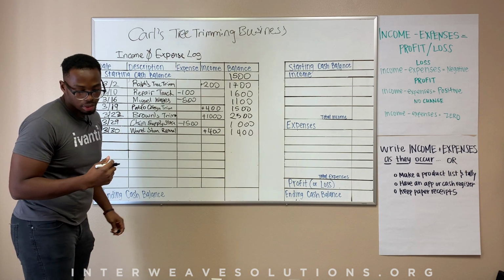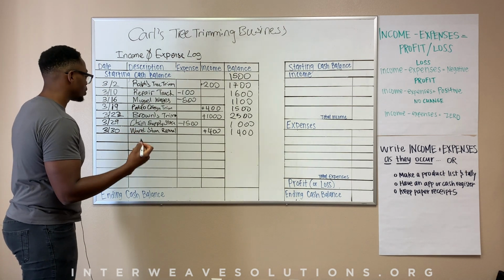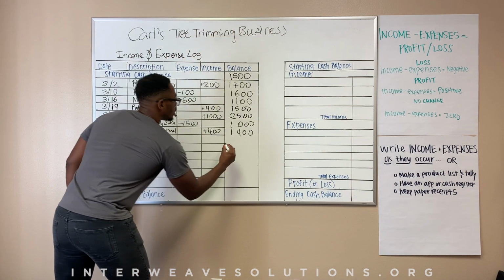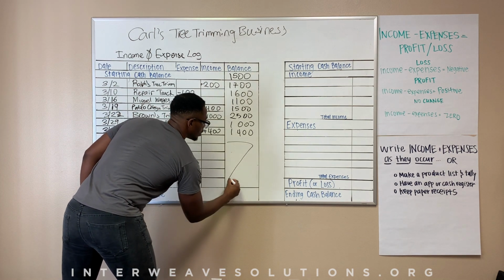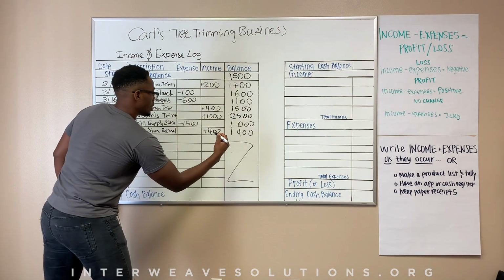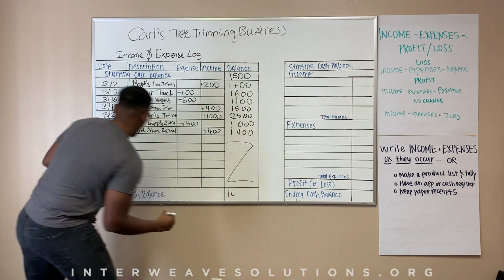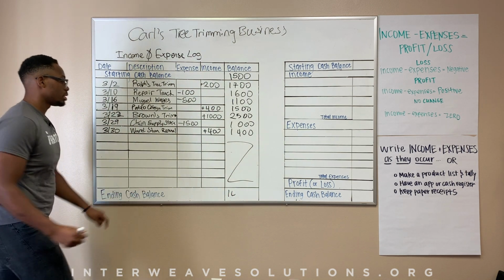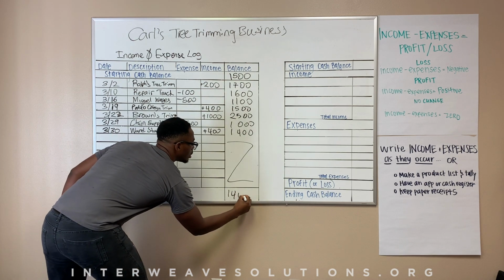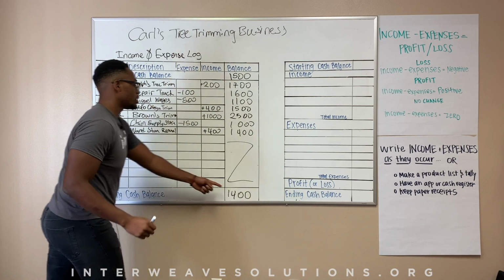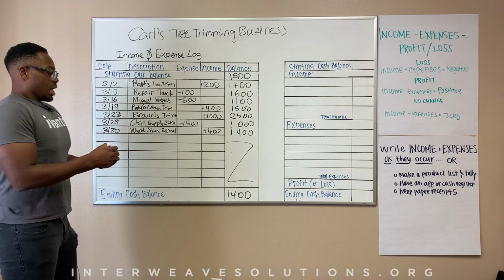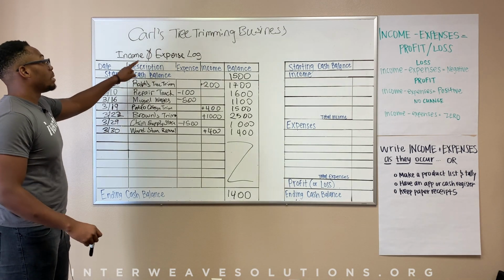And I think we got our list. So what we're going to do here is just bring this value down here, which is our ending cash balance for this month: 1,400. And that's it for the income and expense log.